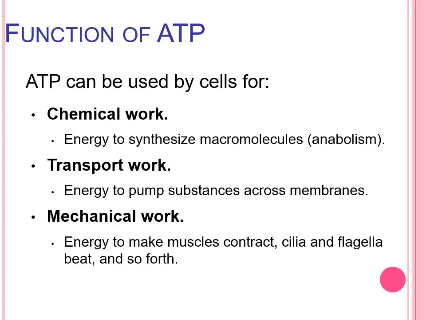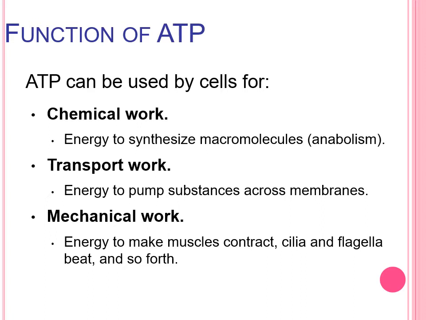So there are three types of work you need to be familiar with. There's chemical work. This is work that's going to be associated with the energy in macromolecules, the anabolism or anabolic metabolism. And so we'll talk about this chemical work in photosynthesis and cellular respiration.